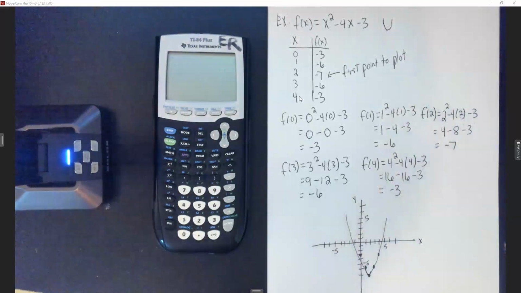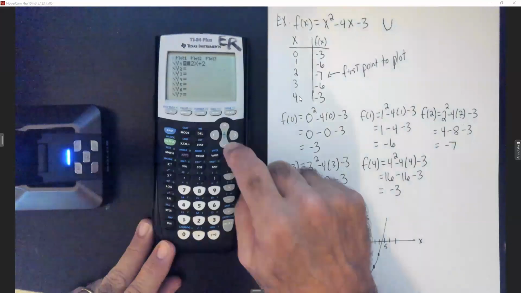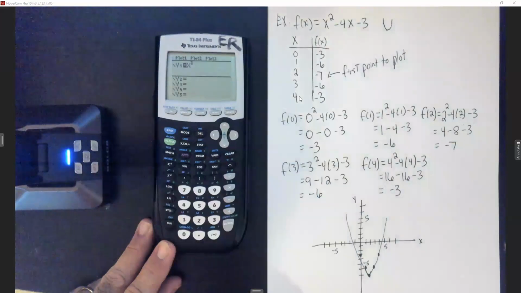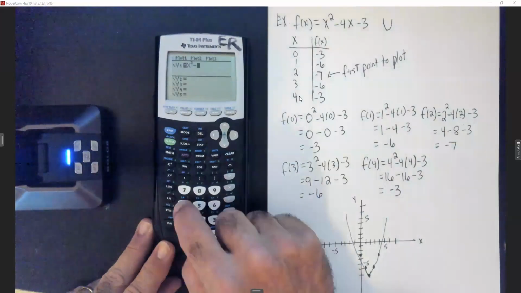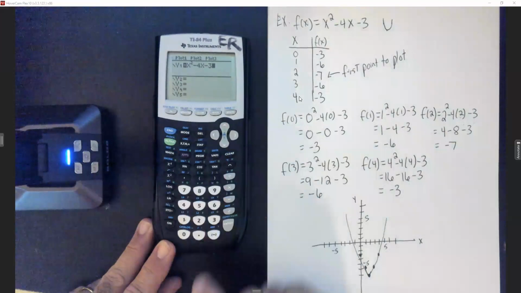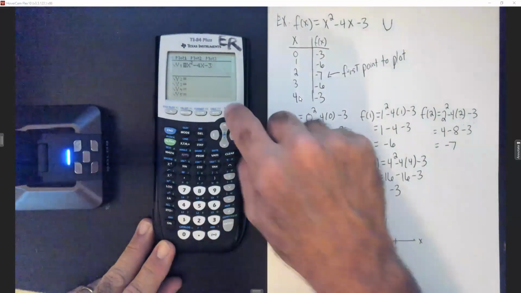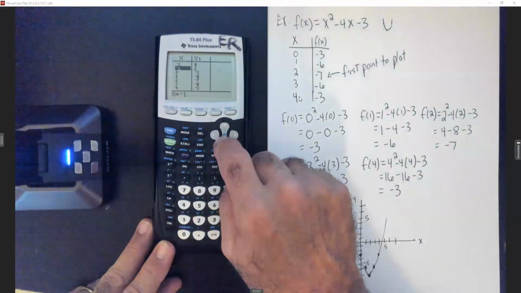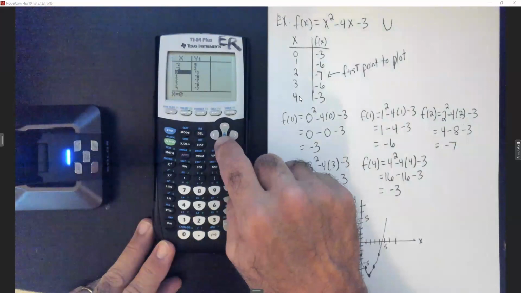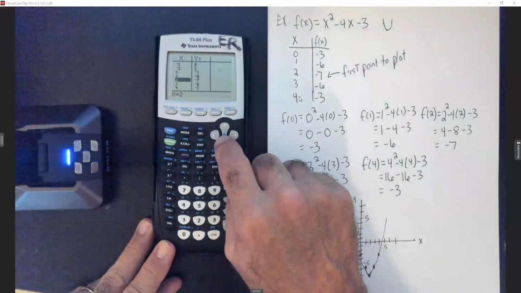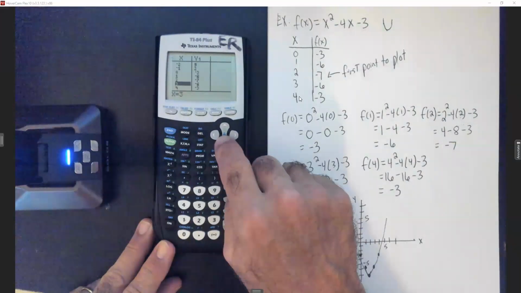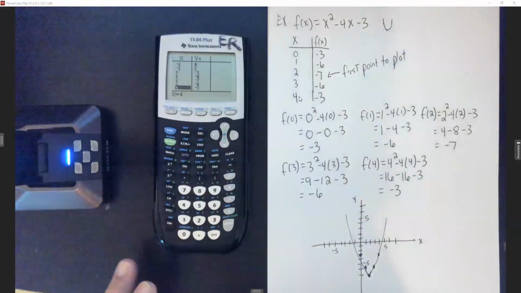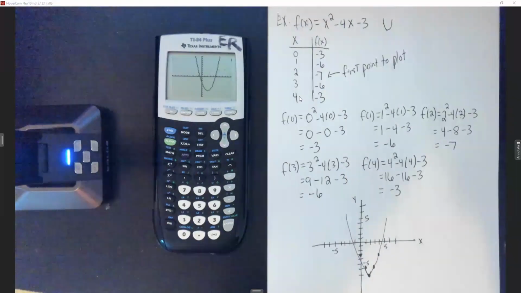And then y'all watch this. Let's go to the graph, clear that, and put in x squared minus 4x minus 3. Go to the table. There's my numbers. I started at 0: negative 3, negative 6, negative 7, and then at 3, negative 6, and 4, negative 3. So my table matches. Let's hit graph, and it should throw it over there like mine. And there you go.